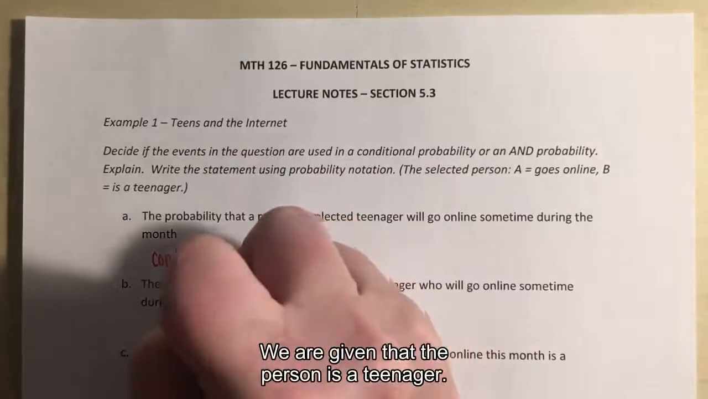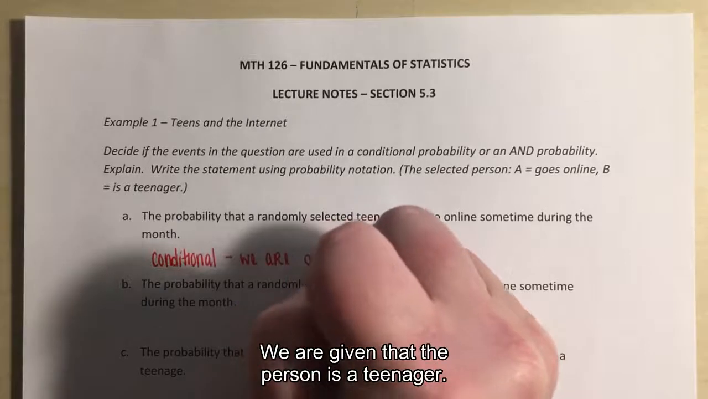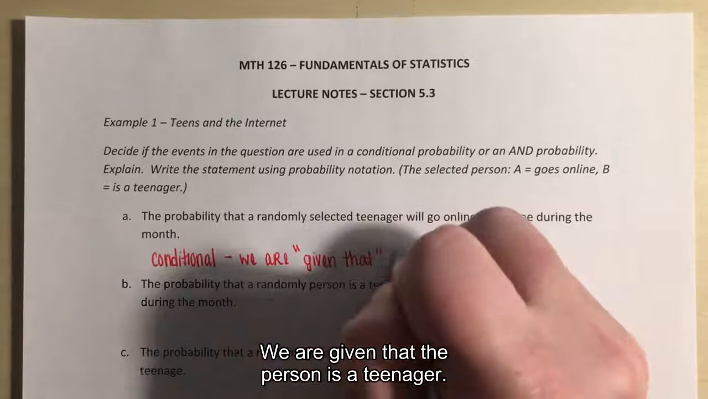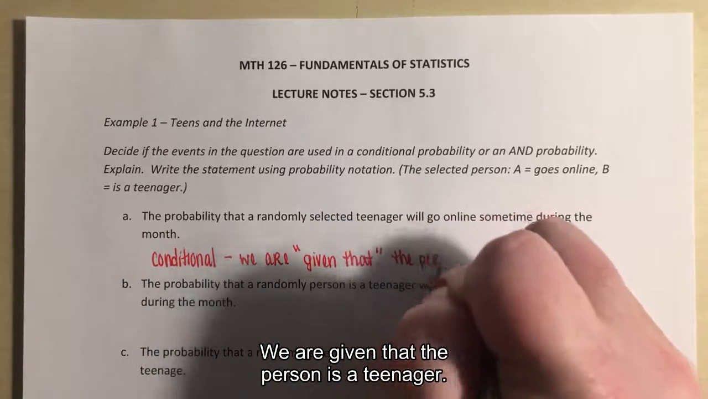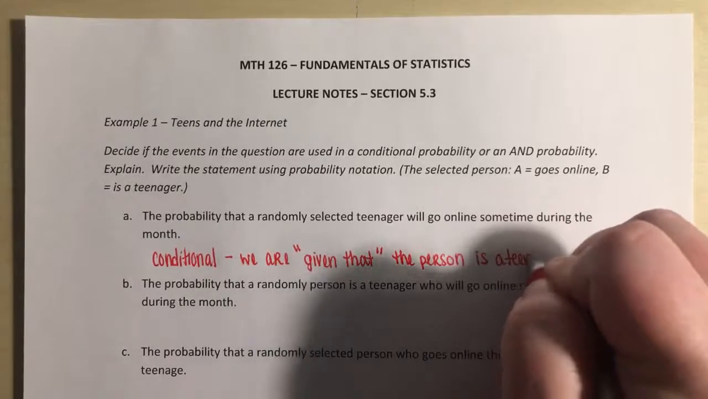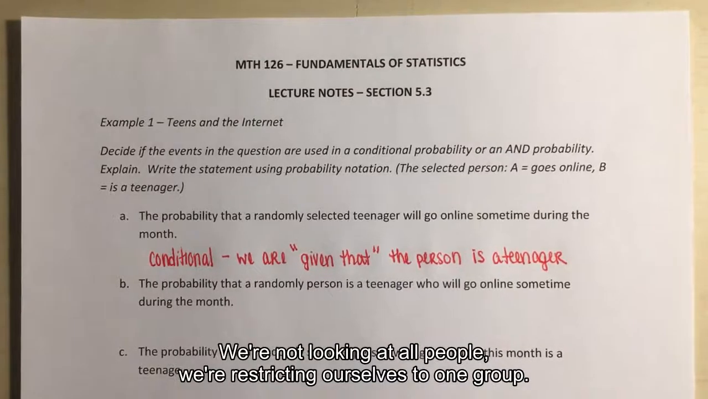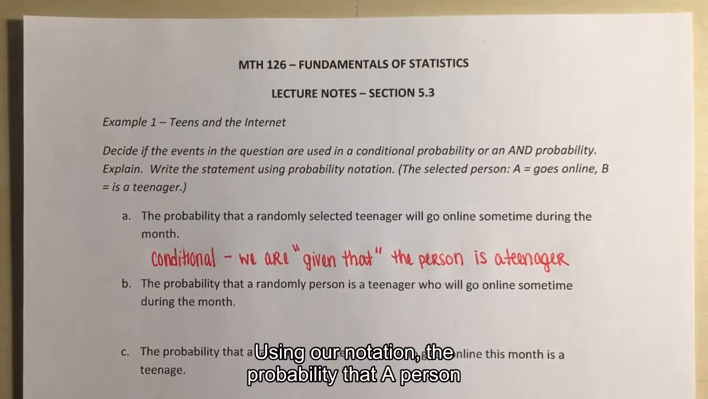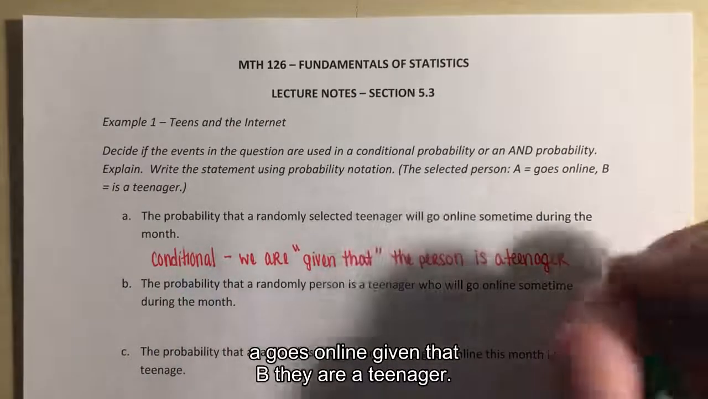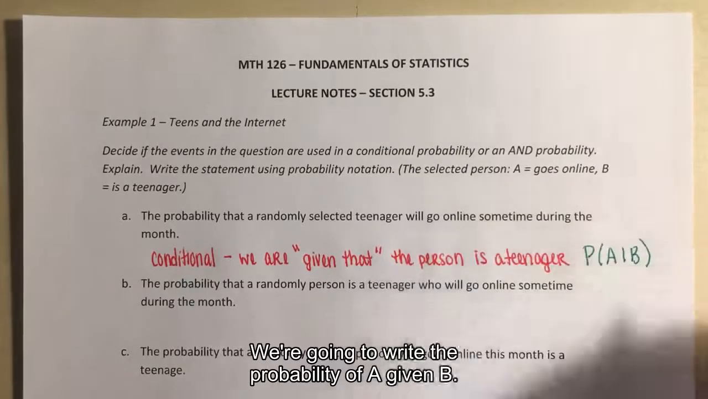We are given that the person is a teenager. We're not looking at all people, we're restricting ourselves to one group. Using our notation, the probability that a person goes online, A, given that they are a teenager, B, we're going to write the probability of A given B.